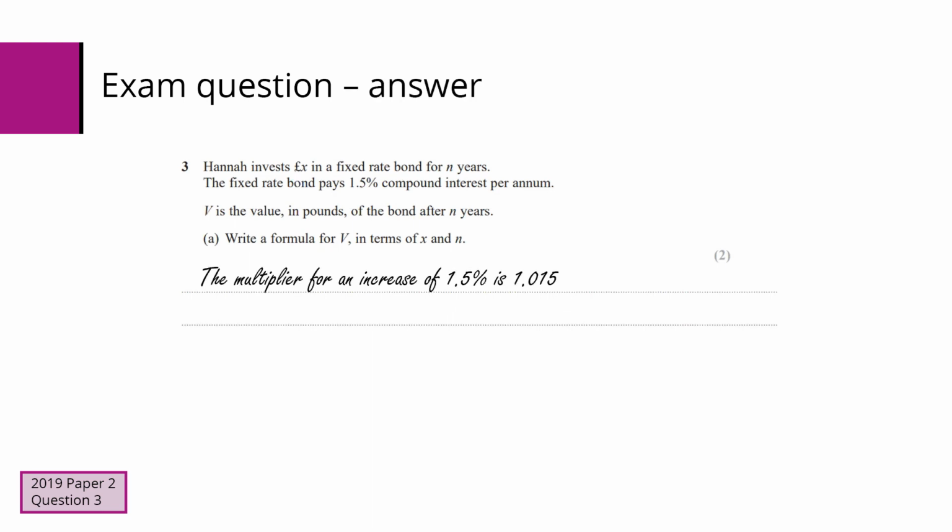So if we're increasing by 1.5%, if we think about starting with 100%, adding on 1.5% is 101.5%, and then as a decimal, that is 1.015. So that is going to be used for n years. So 1.015 to the power of n multiplied by the original investment of x, and then just remembering to write it as a formula. So V equals 1.015 to the power of n multiplied by x.